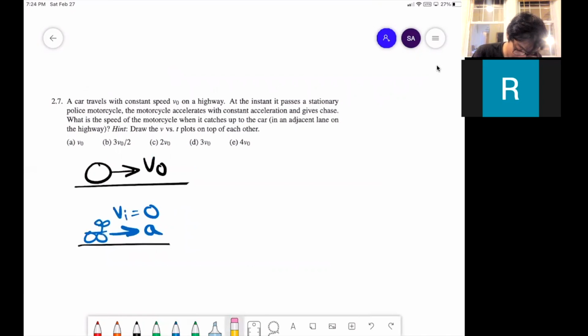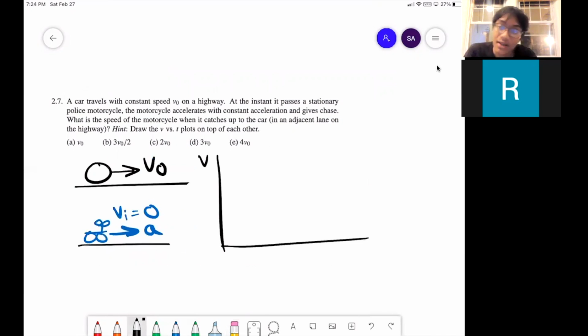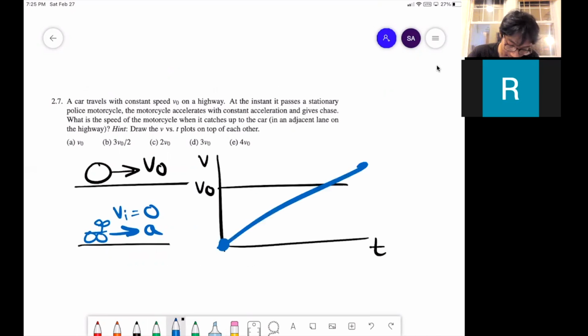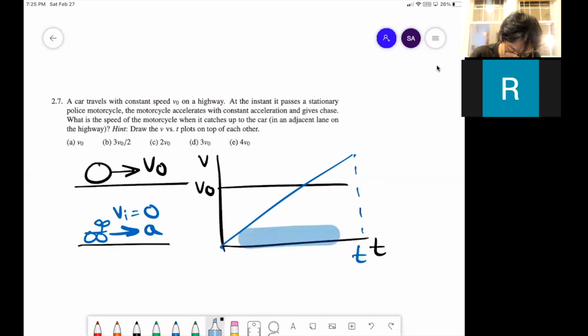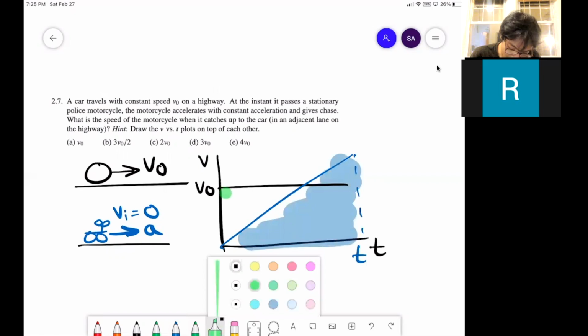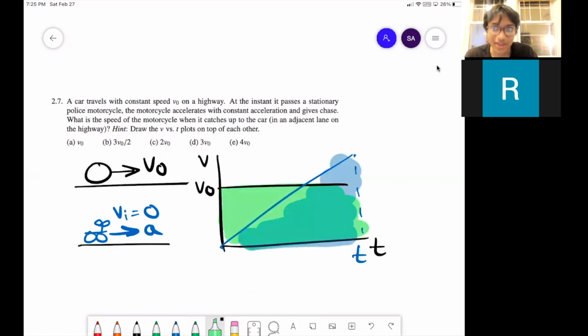We have some VT graphs. The car has a constant velocity of v0, and the police motorcycle starts from rest, but he has some constant acceleration. So he's gonna look like this. So at the moment they meet, we want to know the police car's velocity. Well, check it out. What moment are they going to meet? They're going to meet at the moment when their distances traveled are the same. That means, let's say that this one finishes at some time t, the area under this graph has to equal the area under this graph, since they meet when the distances are equal.